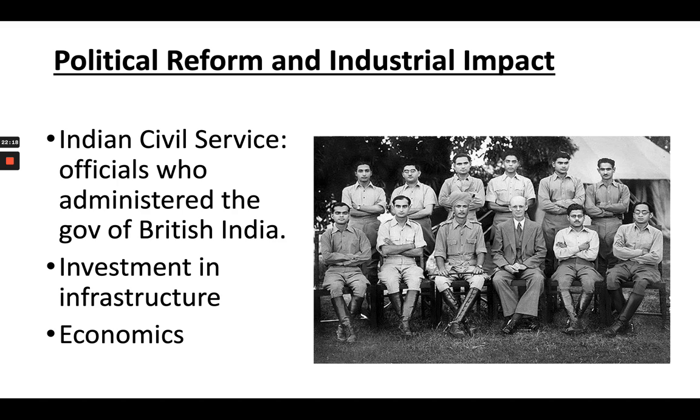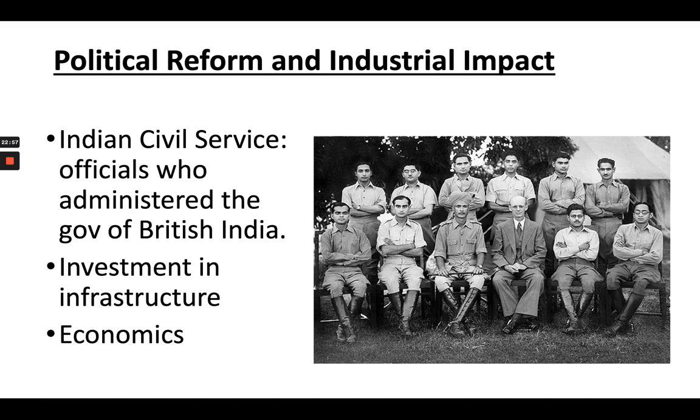And the viceroys, the British men ruling in India, will live in luxury like old Mughal princes. So you have the creation of the Indian Civil Service, which is an elite professional class of officials who administered the government of British India. They were originally only well-educated British men, but gradually the Indian Civil Service will begin to include qualified Indian men. There was a test to keep them out, and then just good old-fashioned racism as well.